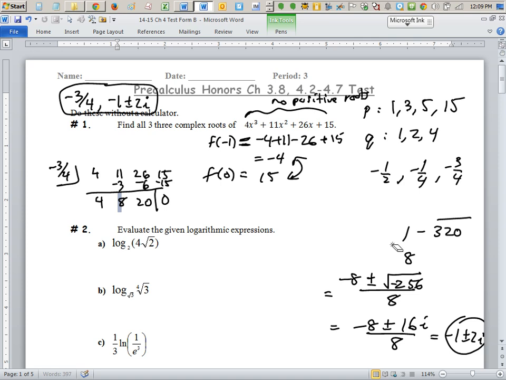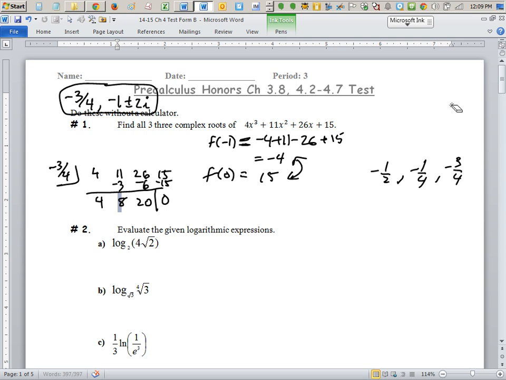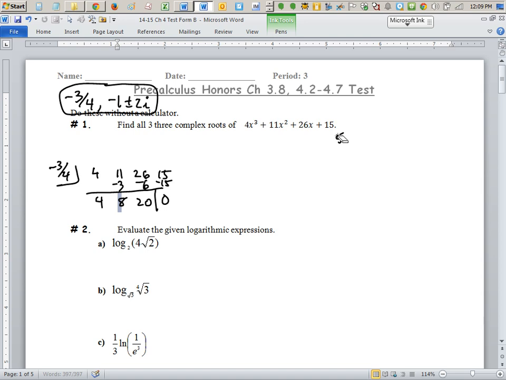Does anyone understand how we trim down that long list of options? I was trying to figure out what two consecutive values of x gave me a sign change, and it was -1 and 0. So that's how I knew to try -1/2, -1/4, -3/4. All right, that's a really annoying little eraser there. Let's go to the next one.